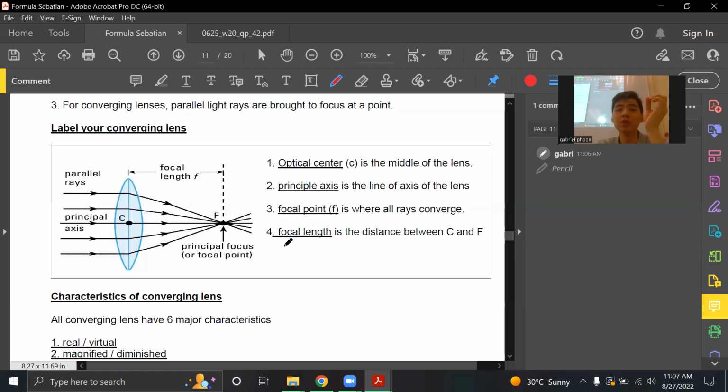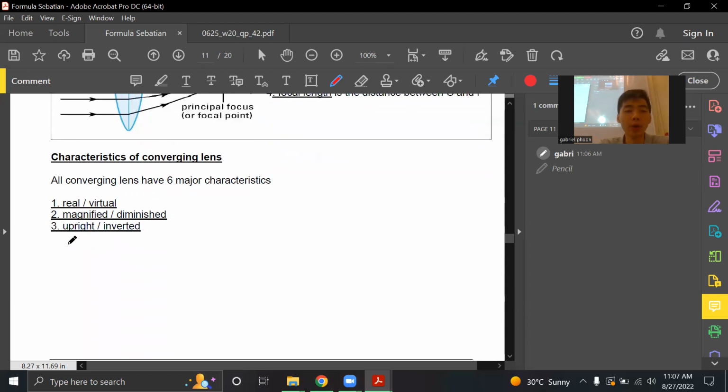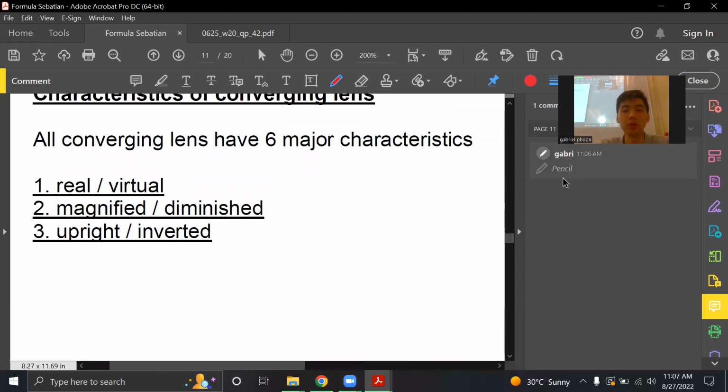So guys, like I mentioned, pay attention. I don't want this to be ever wrong again. It is always the optical center to the focal point, which is known as the focal length. Not the optical center to the image, not the optical center to the object, not the optical center to wherever God knows where, guys. It is always from the center to the focal point here. Okay, very, very important. And then on top of that, I talked about the 6 major characteristics here.